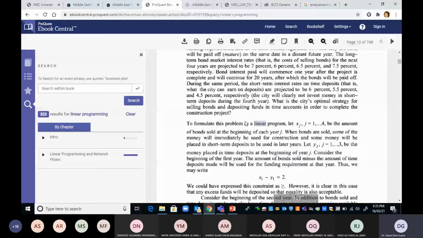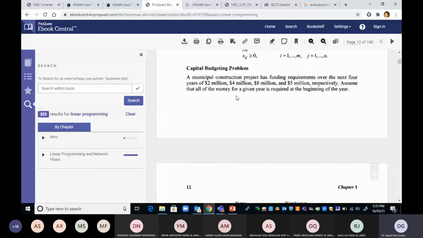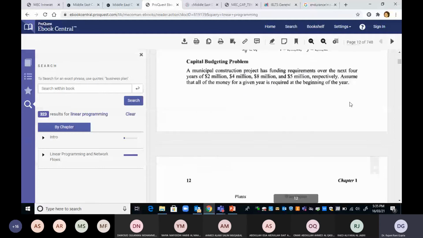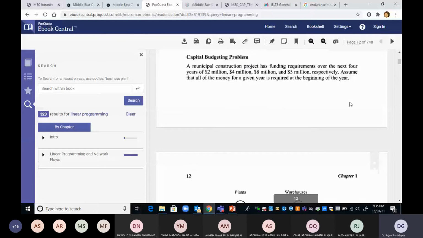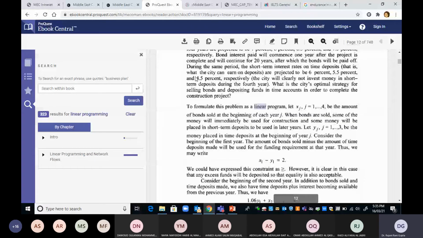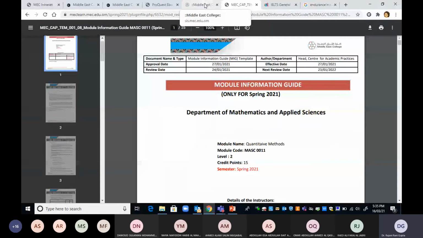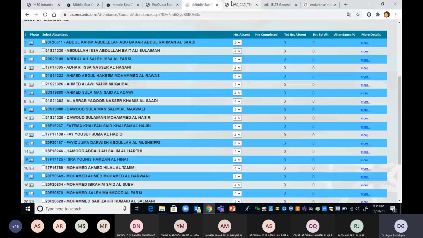Like see, now it is given over here. Capital budgeting problem. You have this information here. You can use this information to formulate it. Again, it needs some more basics to the questions that we have done already. So I suggest first to go to what is available here.